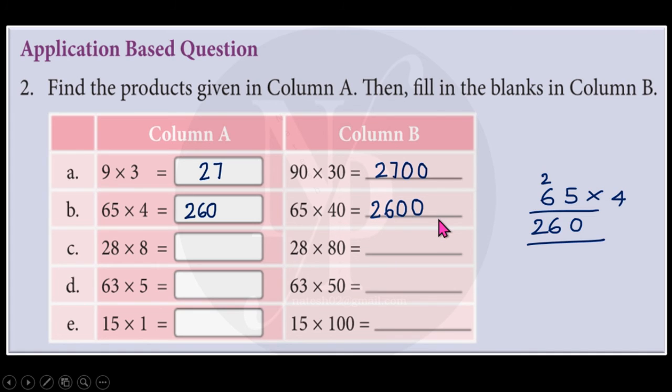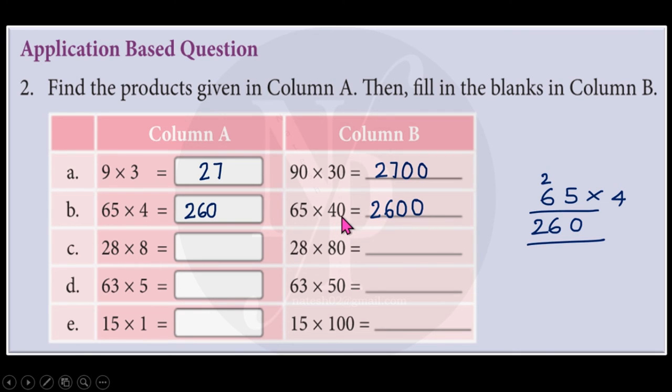Just to observe both the products in column A and column B. When we multiplied 65 by 4, we obtained 260 as a product, and when we multiplied 65 by 40, the product is 2600. The only change is there is one zero extra in this product. So how do we get this?